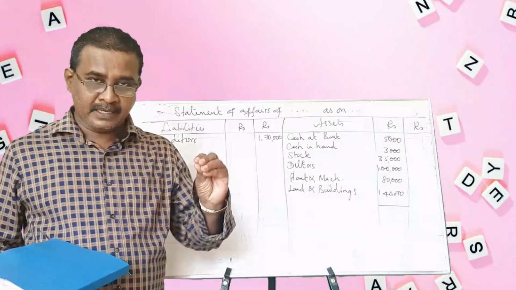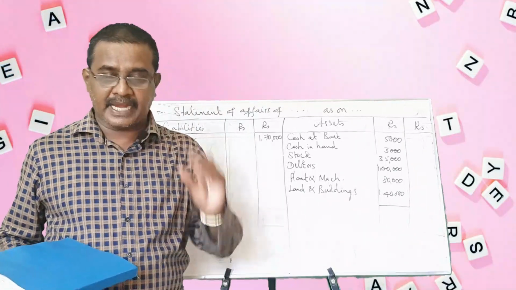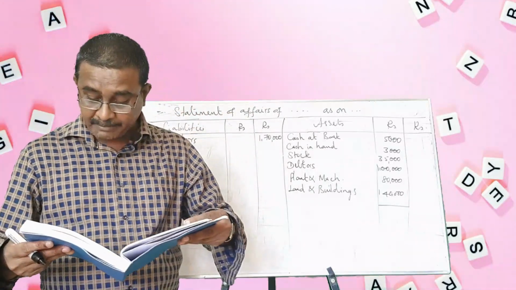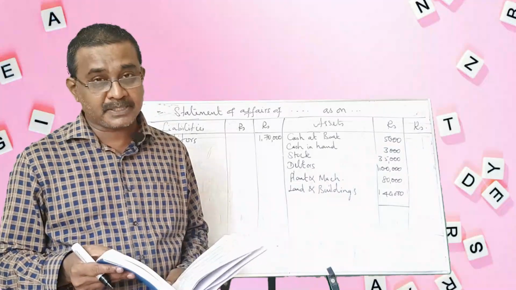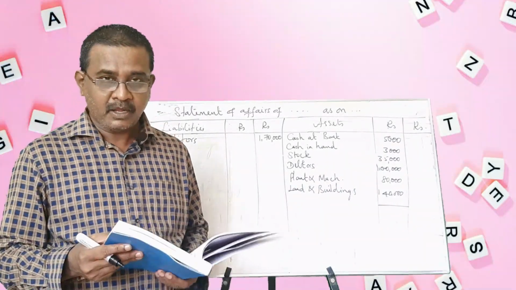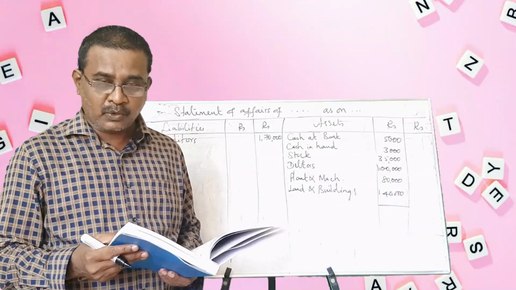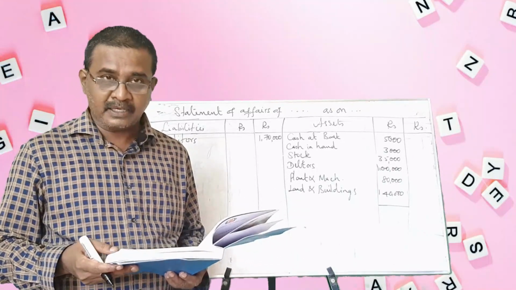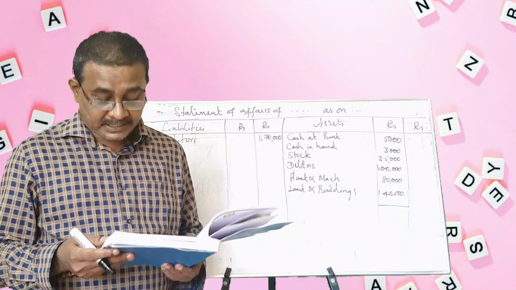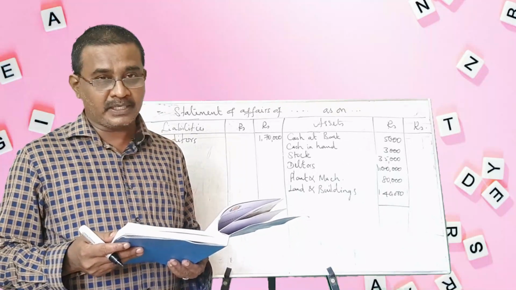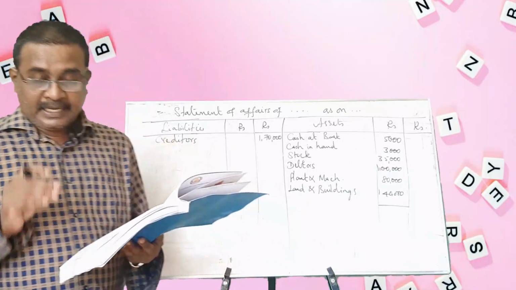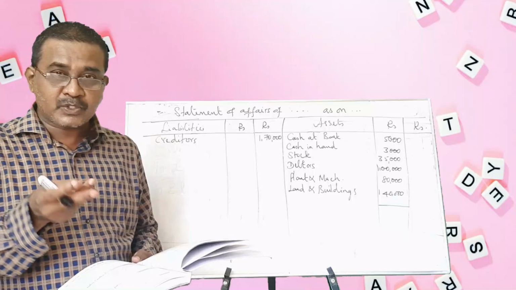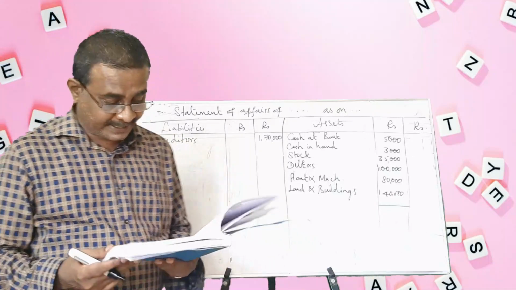Remember, bank if it shows debit balance, it is an asset. It means cash at bank. And at the same time, if it is credit balance, it means bank overdraft. Remember, always assets show debit balance, liabilities show credit balance. If bank is shown as debit balance, it is an asset. It will be shown on the assets side. And if it is given credit balance, it means bank overdraft. It will be shown on the liabilities side.